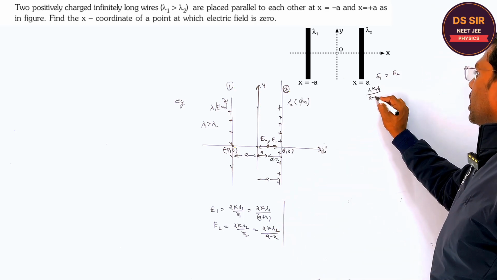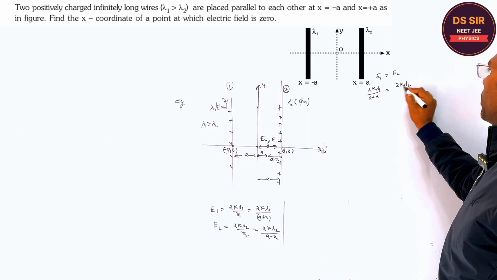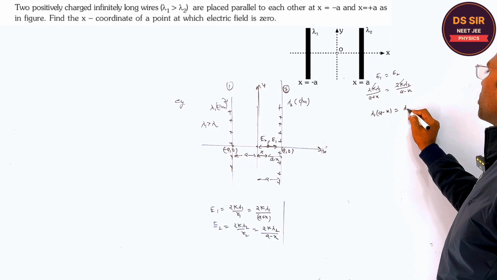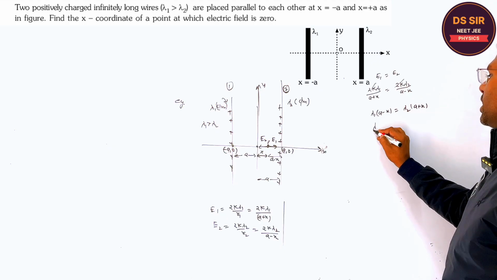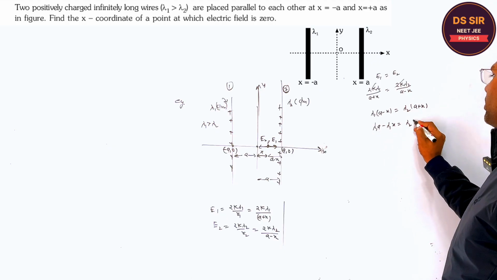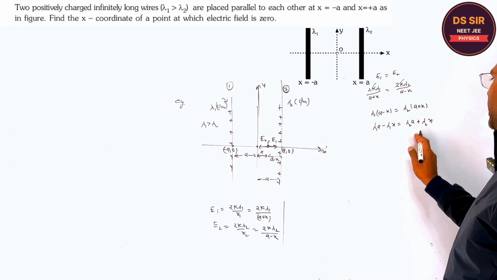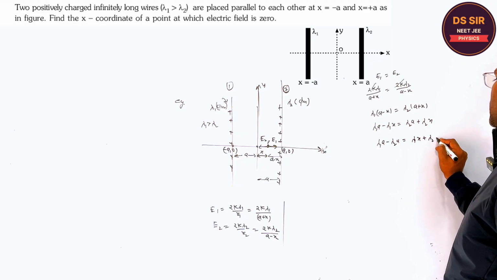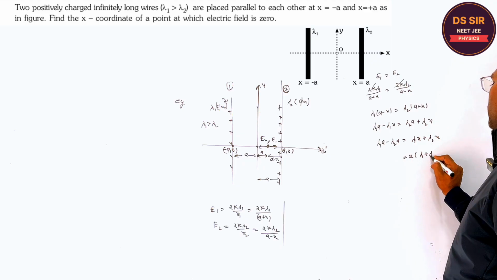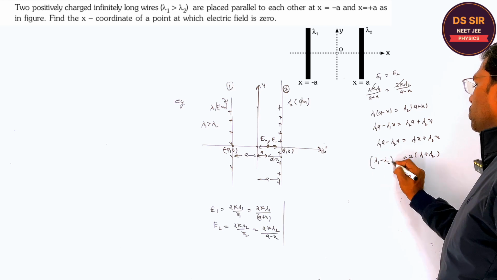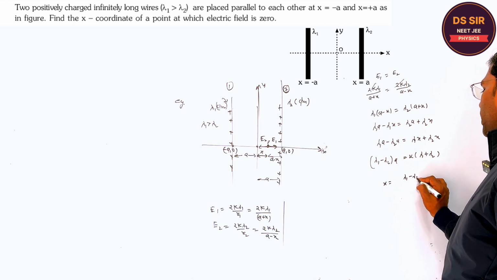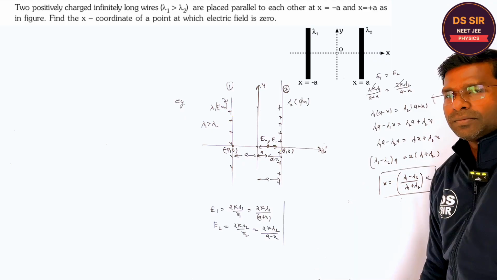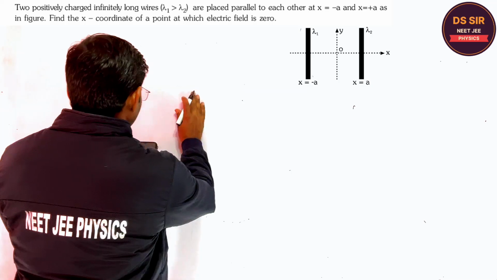2k lambda 1 upon a plus x equals 2k lambda 2 upon a minus x. Multiply a minus x, multiply a plus x. Lambda 1 a, lambda 1 x. Lambda 2 a, lambda 2 x. Fine. Lambda 1 a minus lambda 2 a. X, lambda 2 x. Common, lambda 2 into a. So what is x? Lambda 1 minus lambda 2 upon lambda 1 plus lambda 2, into a. Is it clear or not, you tell? Yes. Copy this.